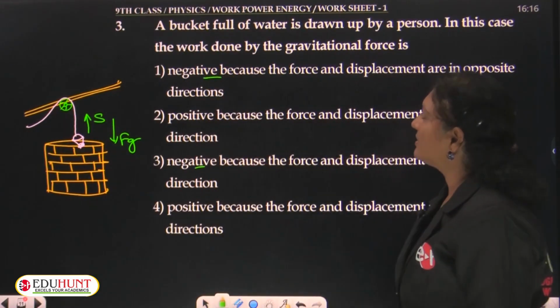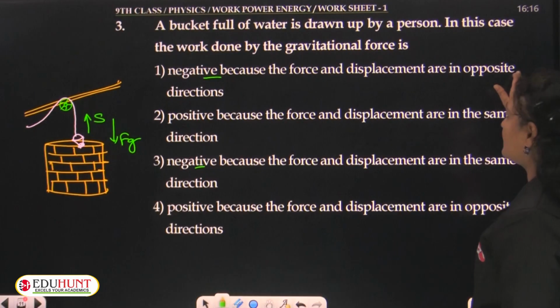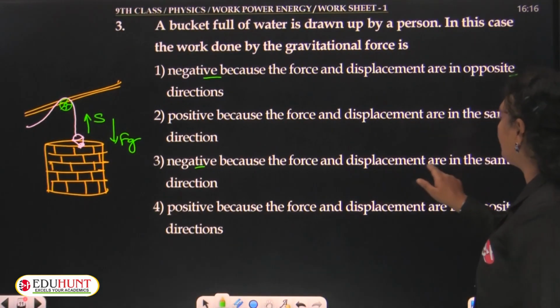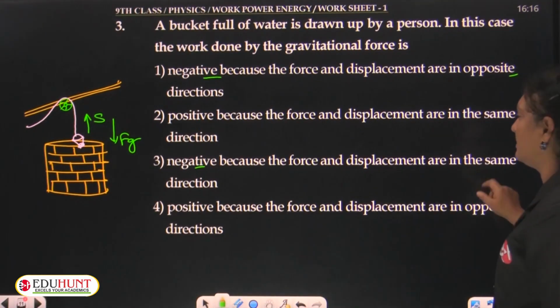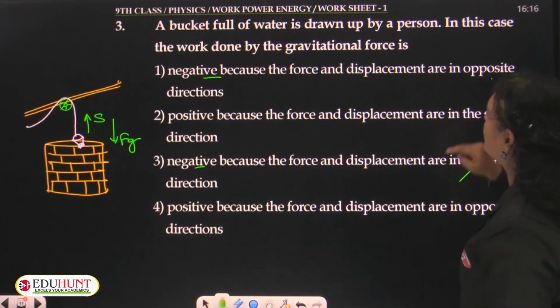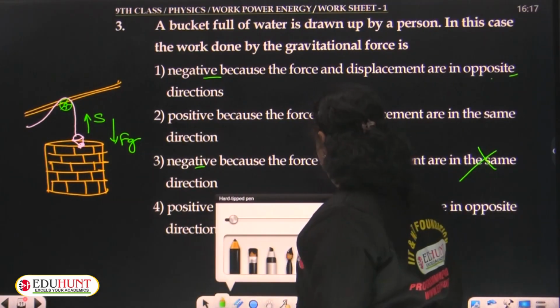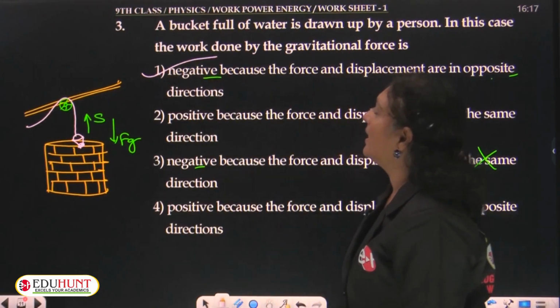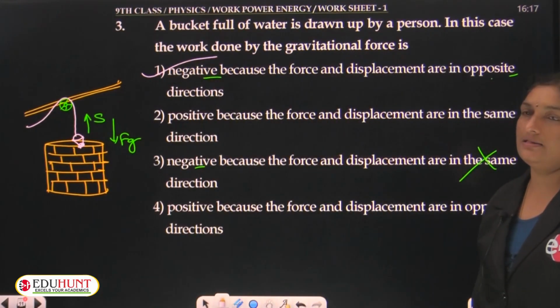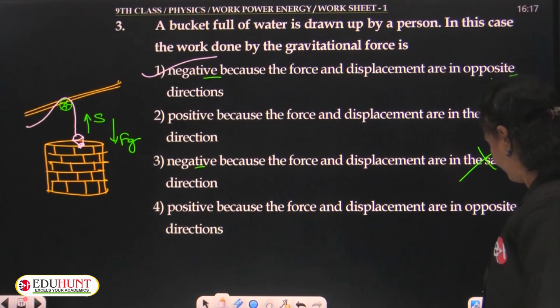But among the two, which one is correct? Because the force and displacement are in opposite direction. Because the force and displacement are in the same direction. Because the force and displacement are in the opposite direction only, the work done is taken as negative.